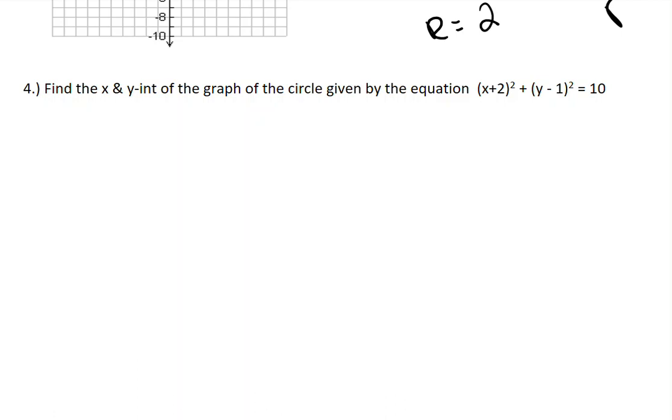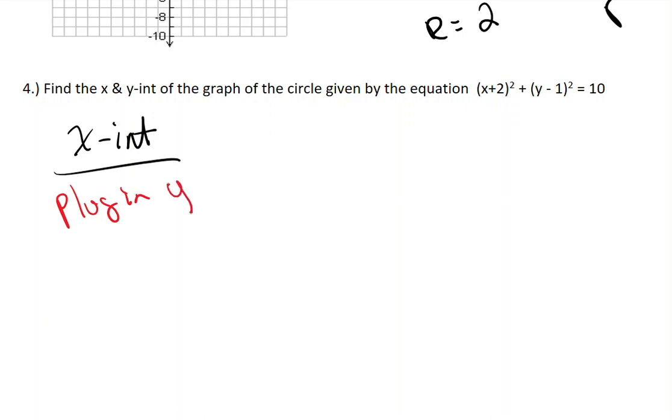Number 4 switches a little bit in the idea of we want to find the x and y intercepts. X and y intercepts. Again, algebra 1, guys. If I want to find the x intercept, what do we do, Nico? Good. Plug in 0 for y.